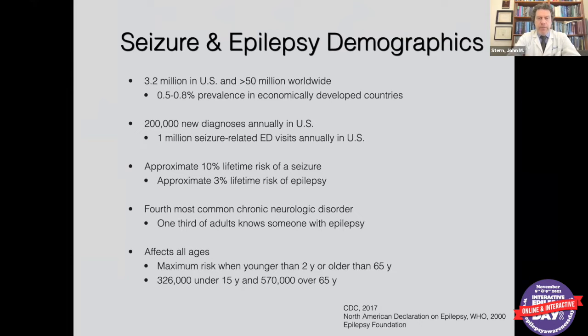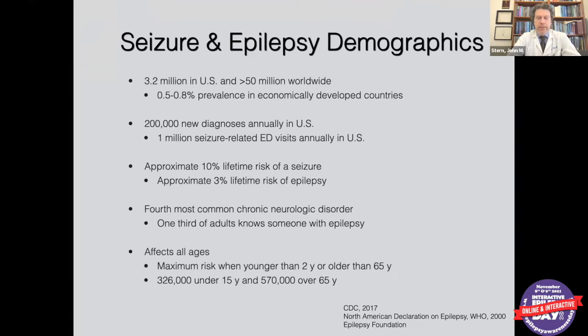But epilepsy, a chronic disorder where there's a risk for seizures, is common, and it's the fourth most common chronic neurologic disorder. Maybe to put this in a different framework, the estimates in the US are that about a third of adults know somebody who has epilepsy. And so it's part of our day-to-day life, just not sometimes talked about so much.